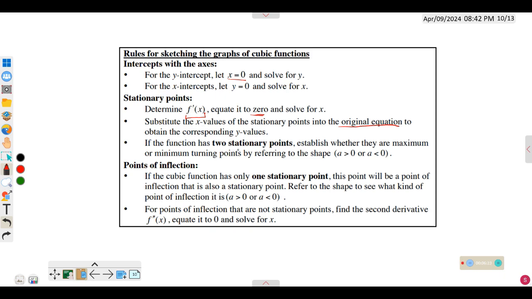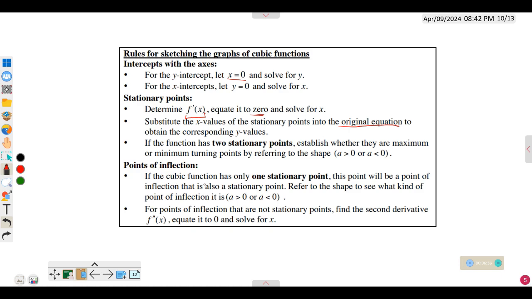It says if the function has two stationary points, establish whether they are a maximum or a minimum turning point by referring to the shape. Yes, you can do this, but usually I don't, because the graph tells me which point is which. And from there you have the points of inflection.